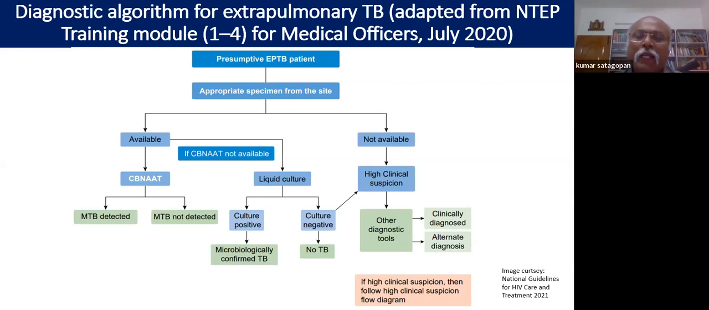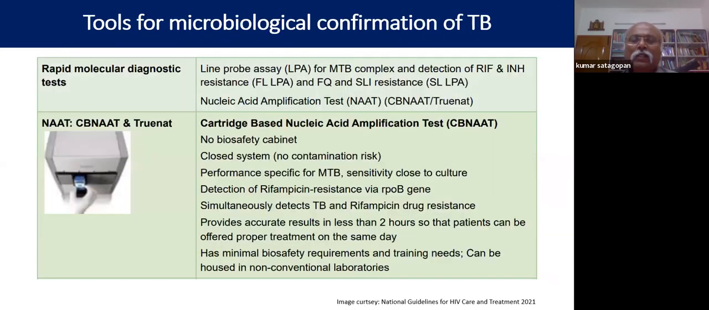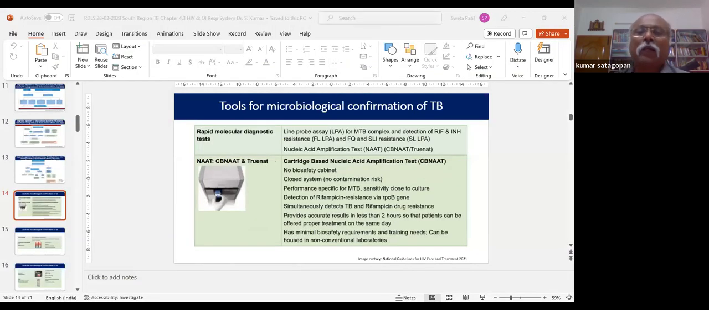They may have a severe headache, vomiting, double vision, neck stiffness in TB meningitis, or it could be other things, like constrictive pericarditis, or breathlessness and pleural effusion. You have more of a breathlessness. So what are the tools for confirmation? You can go to this slide.